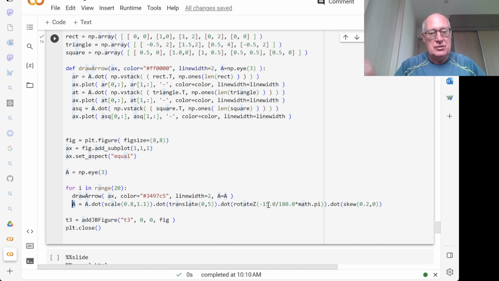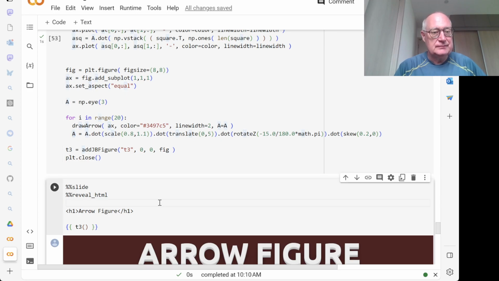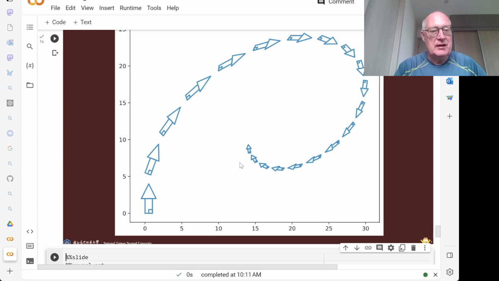So I rotate it turning to the right, and then I skew it. And then I draw the next arrow. So then you can do graphics like that. So here's our arrow as it starts off, and we draw 20 versions of this.